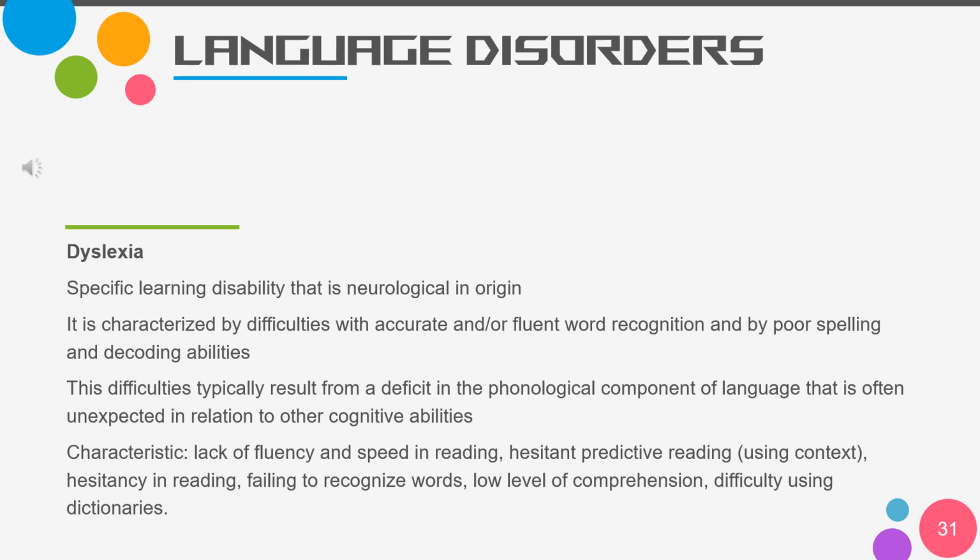Dyslexia. The type of aphasia which involves disorders in reading and writing is called dyslexia. The characteristics are lack of fluency and speed in reading, hesitant predictive reading using context, failing to recognize words, low level of comprehension, and difficulty using dictionaries.